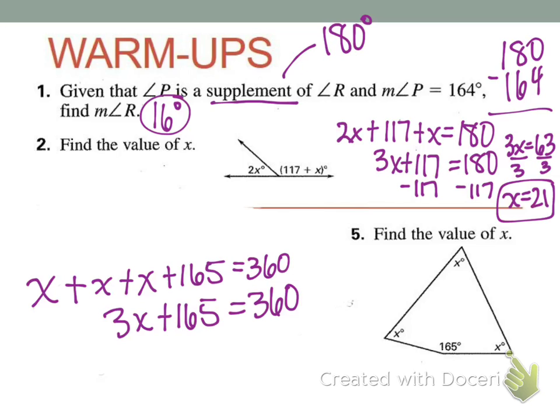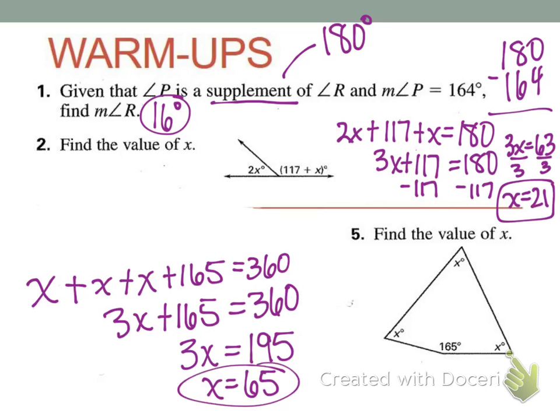After we use all those x's, now it's back to algebra 1. What are we going to do? Subtract 165. We get 3x equals... What is it? 195. Okay, last step. Divide by 3 and x equals 65. But yes, those angles would each measure 65 degrees.